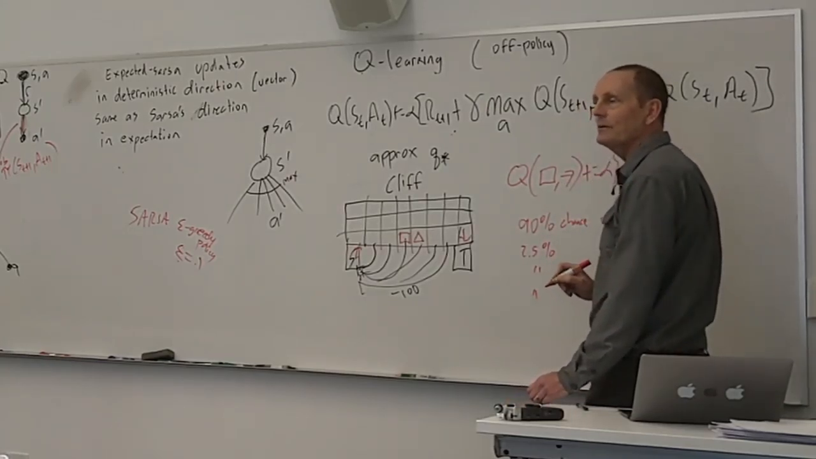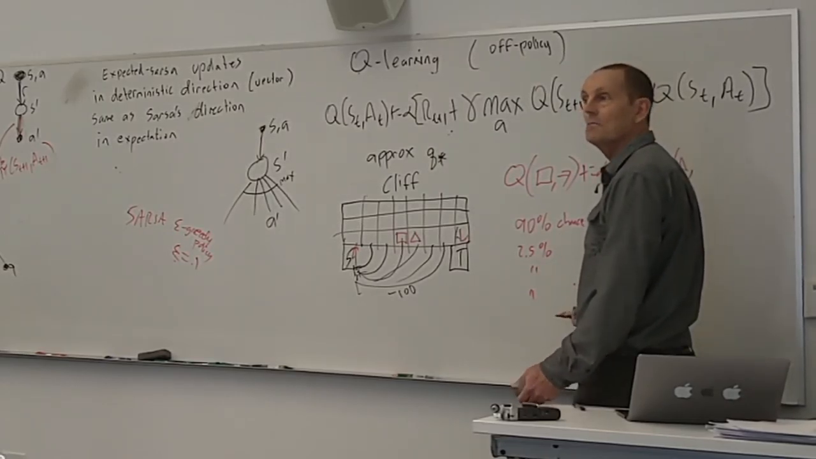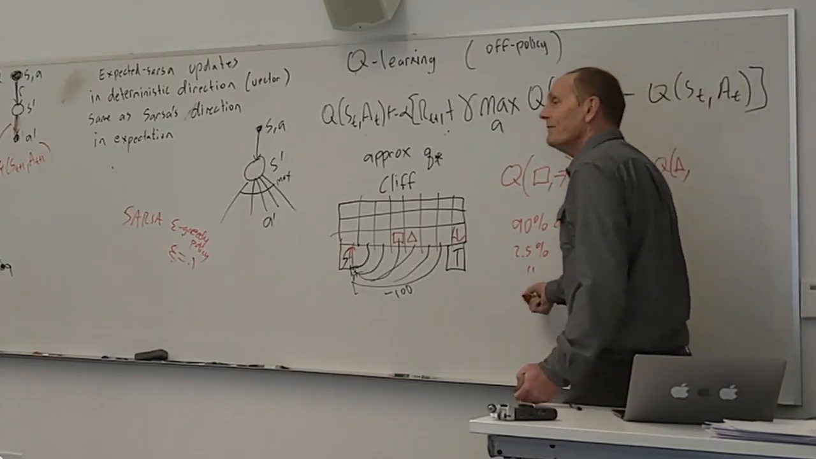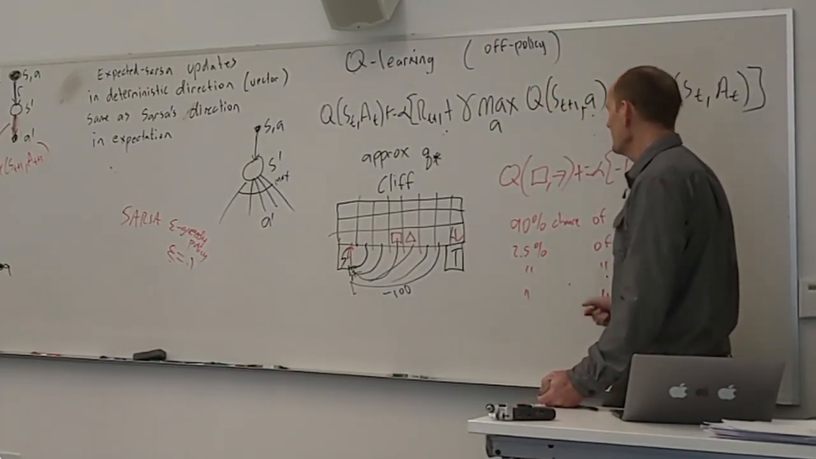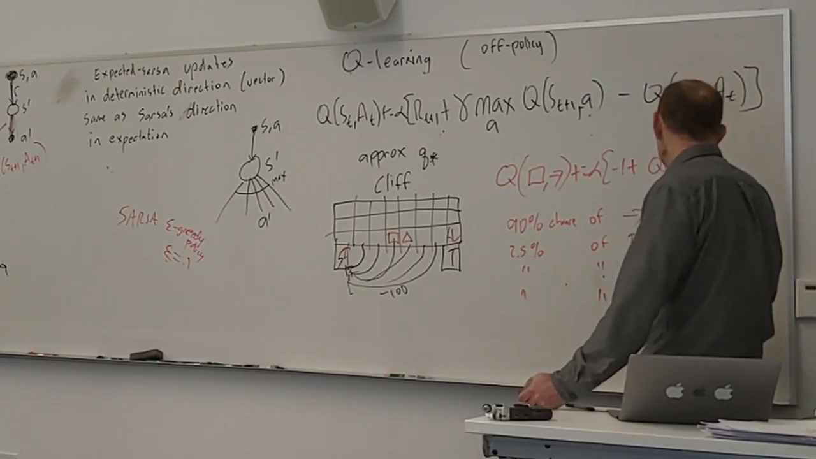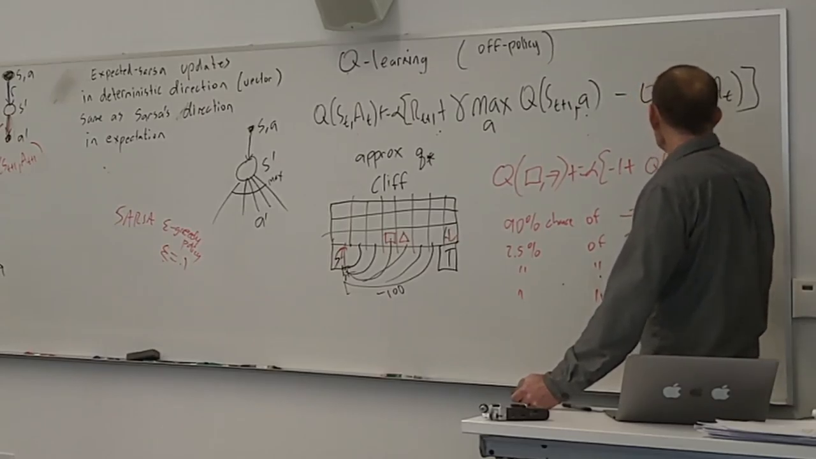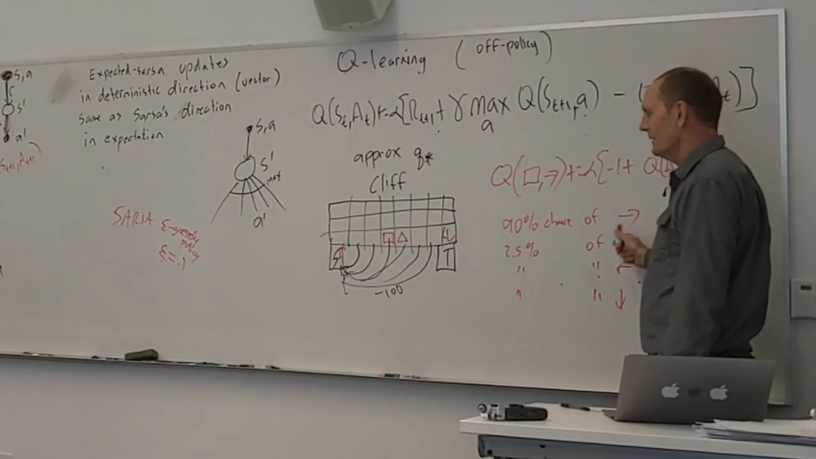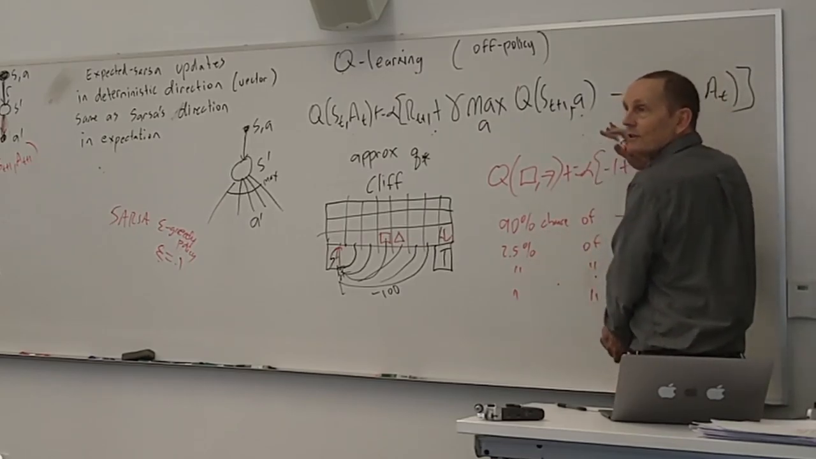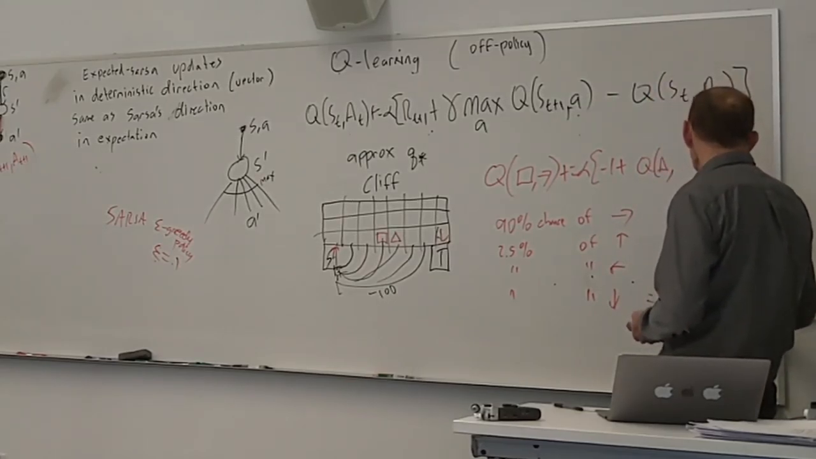So, most likely, what action would I probably take, assuming I have a reasonable policy? Probably over to here, towards the end. So we might have, let's say, a 90% chance of going right, and a 2.5% chance of each of the others: up, left, and the bad one, down. Which of these am I going to get? I don't know. But I know it's 90% likely it's going to be a right.